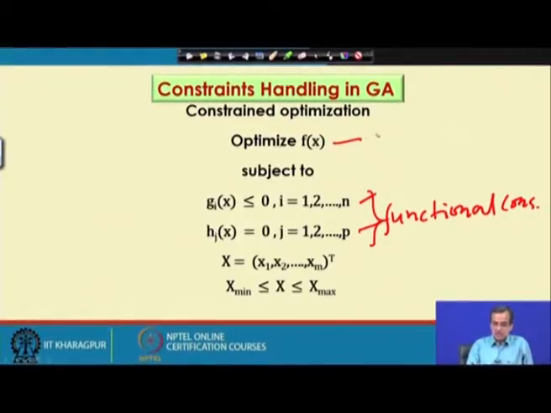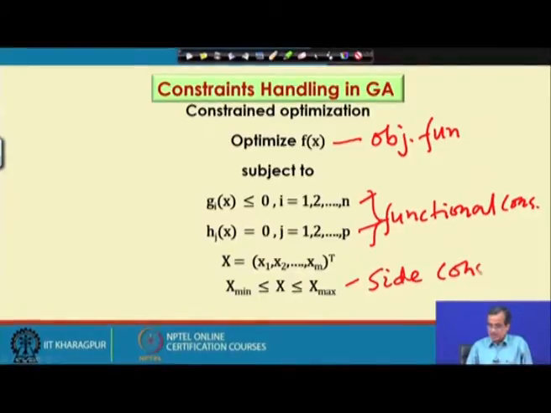Here, this is the objective function, and we have the variable bounds, that x lies between x minimum and x maximum. This is nothing but the side constraint or the geometric constraint, and capital X is nothing but a collection of all small x values like x1, x2 up to xm. So, this is the constrained optimization problem. Now, let me discuss how to handle this type of constrained optimization problem.